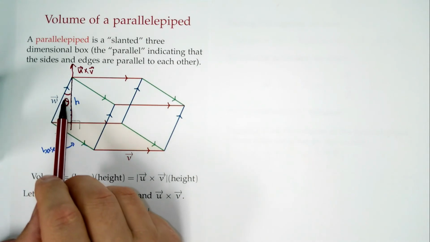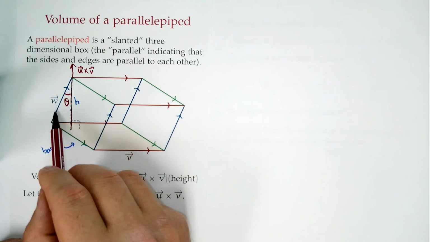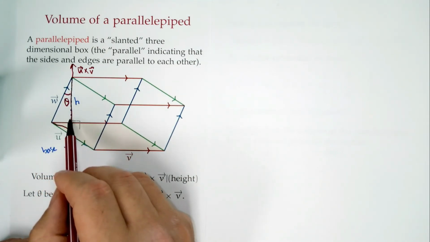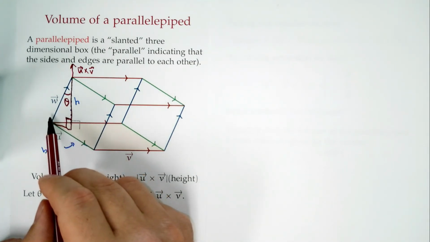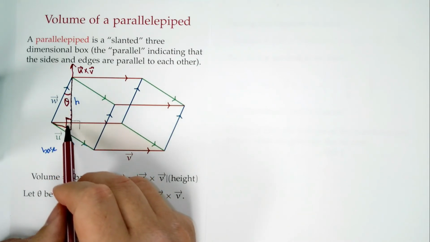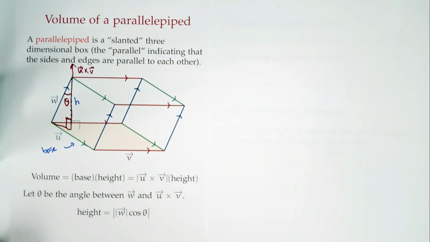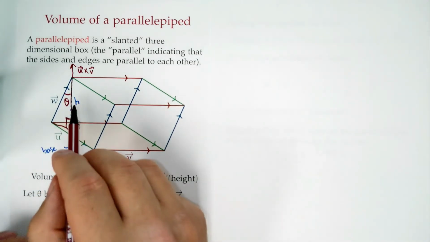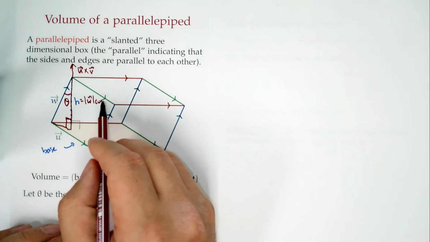So if I knew this angle theta, which is the angle between the vector w and the vector u cross v, and I knew the length of w, then I'd say, oh wait, there's this right triangle here. So I know the length of the hypotenuse, I want the length of the adjacent side, and I have the angle theta that's in between these two sides. And what it would be is you would take the length of w times cosine theta, that would be h. So it would be the length of w times cosine theta.